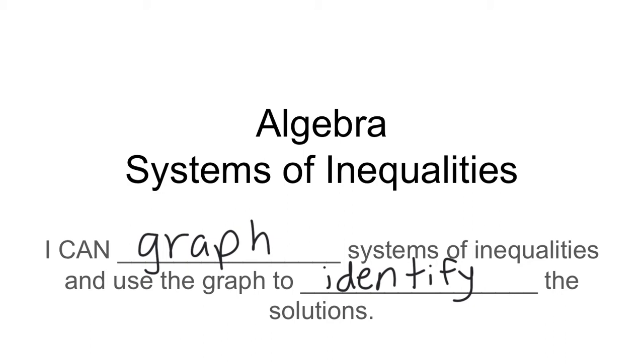Well, with systems of inequalities, it's very similar, but instead of having just one line that is graphed and shaded, you're going to have two. And so it makes it just a little bit different to look at the area that is considered the solution. But it's really kind of the same process as what we did with single inequalities. Just now we're going to look at two instead of just one. So let's get into this.